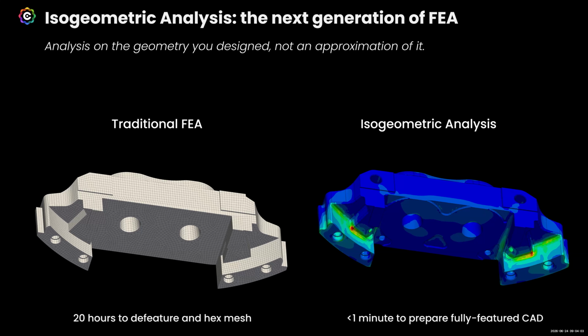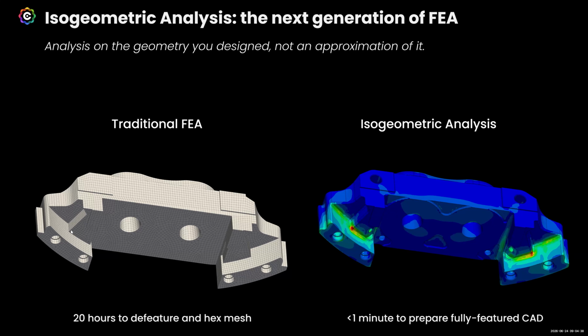On the right is IGA, which is the future, where I don't have to worry about defeaturing my CAD geometry, and I can go right into running my analysis. So in this case, it took me less than a minute to prepare this model. Also on the right, we've actually shown results that we'll also cover in our demo. What I want to point out is my stress concentration occurring here in my shoulder fillet, which is a fillet that I had removed from my hex mesh.